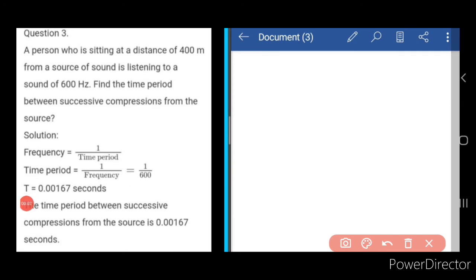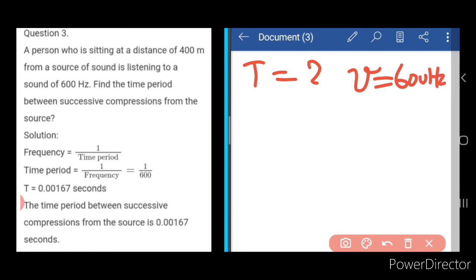A person who is sitting at a distance 400 meters from the source of sound is listening to a sound of 600 frequency. Find the time period between the successive compression from the source. Now here what we have to find out? We have to find out the time period T, right? Now what is given? The frequency is given. The frequency, that is mu, is given as 600 Hertz, right?